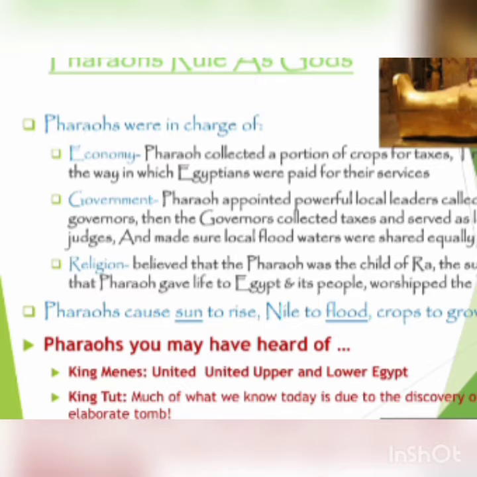And in government, Pharaoh appointed powerful local leaders called governors, and these governors collected taxes and served as judges. So if there were any disputes or problems between two parties, these governors collected taxes as well as acted as judges. Okay, and they made sure that local floodwaters were shared equally.